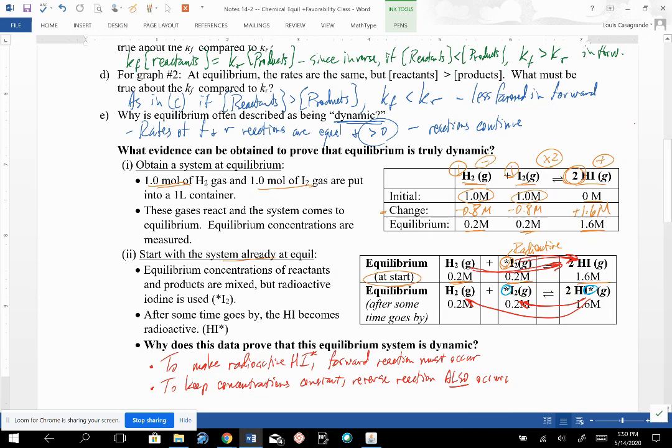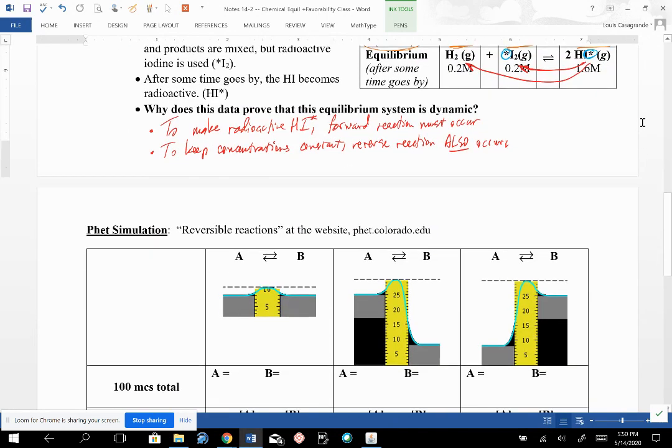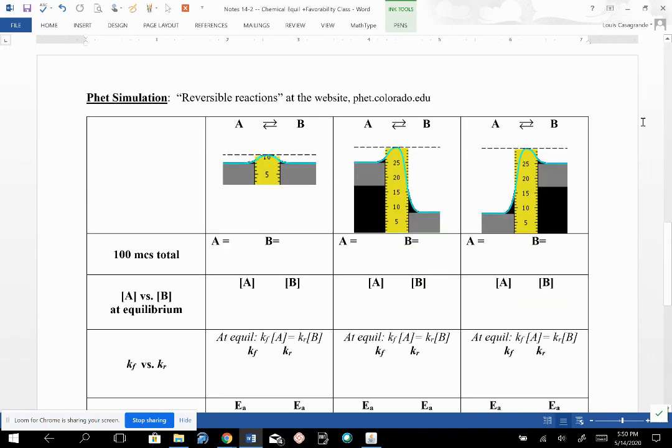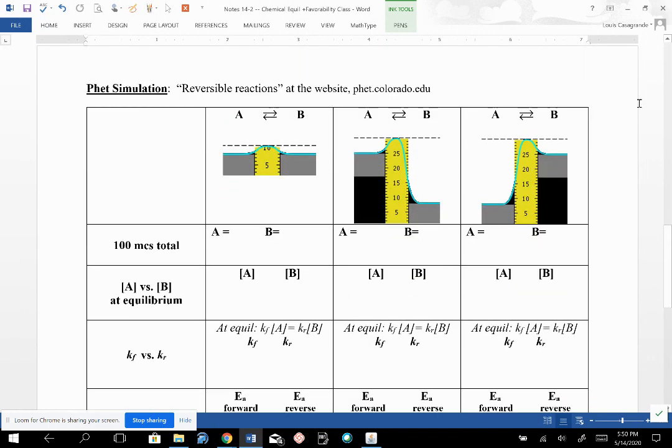Now what we're going to do is take a look at thermodynamically why this is happening. So we talked a little bit about the kinetics. Now we're going to tie kinetics into thermodynamics. And we're going to do that by going to a PhET. I've got the phet.colorado.edu website here, and a PhET called Reversible Reactions, which I've downloaded. Unfortunately, this is not one that has an HTML5 version of it. So if you wanted to download this, you could, but you'll have to make sure you have Java installed on your computer.